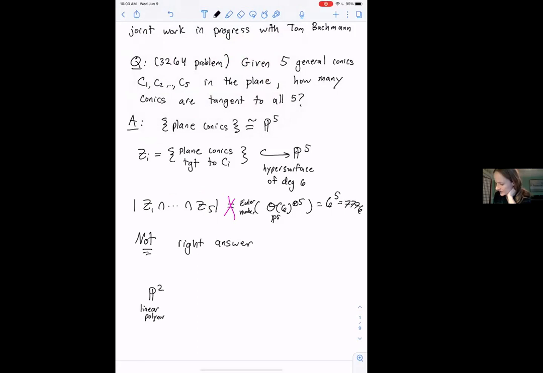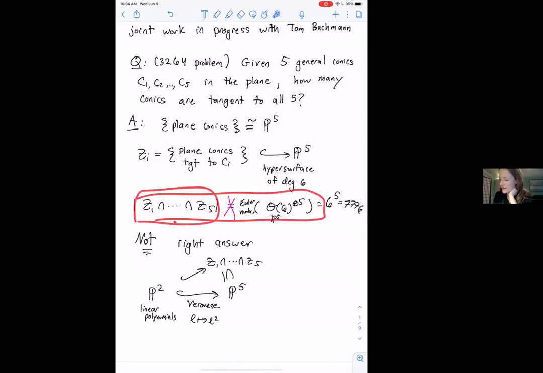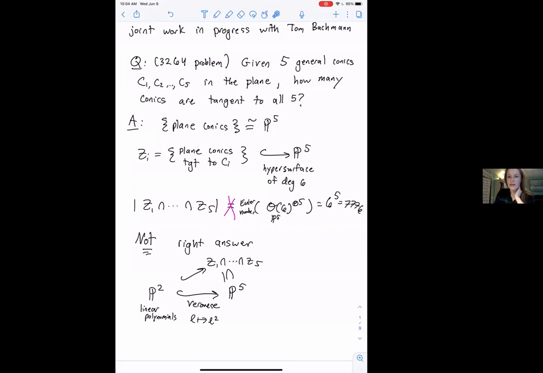Inside this intersection, we could take all of the linear polynomials in 3 variables. That's another P2, or a P2 dual. And we take the square of them, so L goes to L squared, and that goes inside P5, and they're tangent to everything. So they're also in here. And so this isn't finite. However, this is an excess intersection.